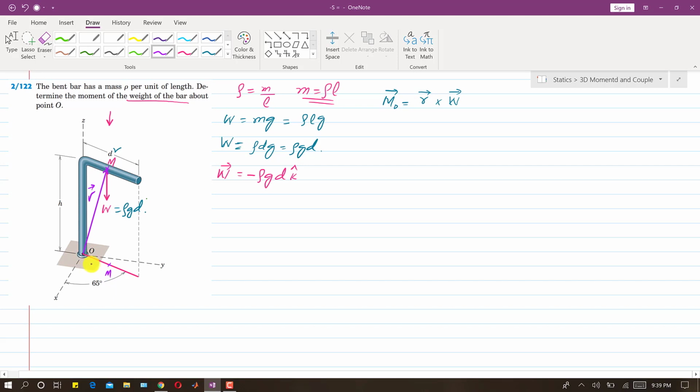This OM distance is d by 2, and here it is given that this angle is 65 degrees. Now if you want to find the coordinates of this M, to reach this point M, first we need to travel this h distance in the positive z axis. So we need to travel h distance along the z axis, and then we will travel along the y axis to reach this point M.